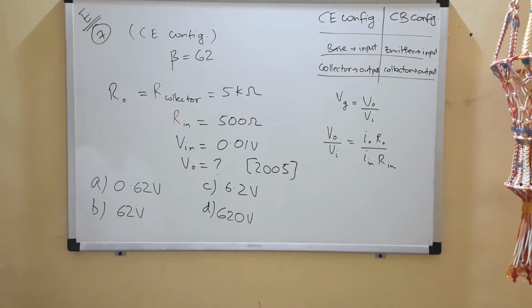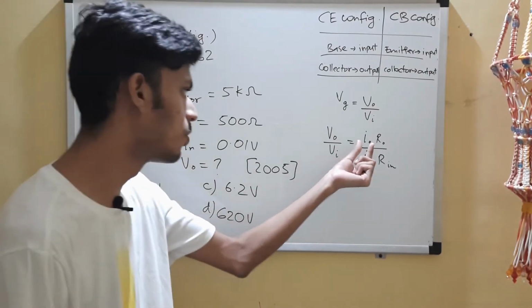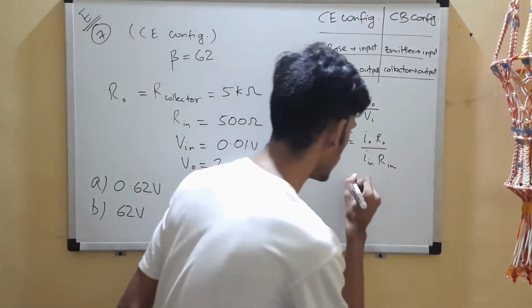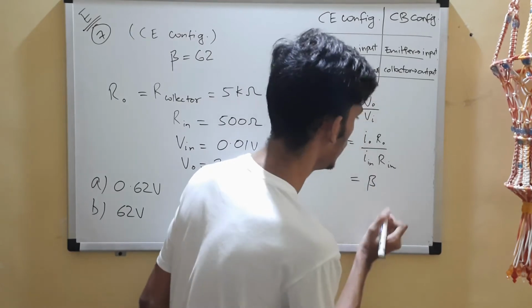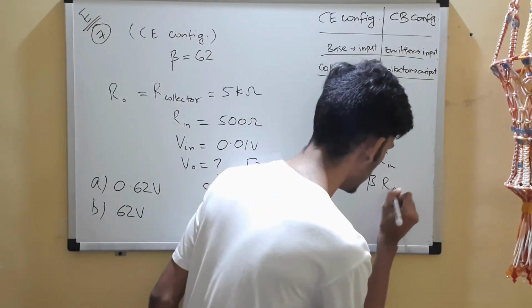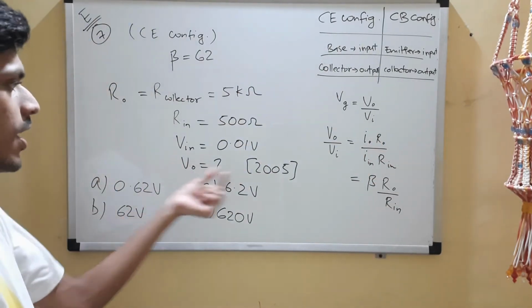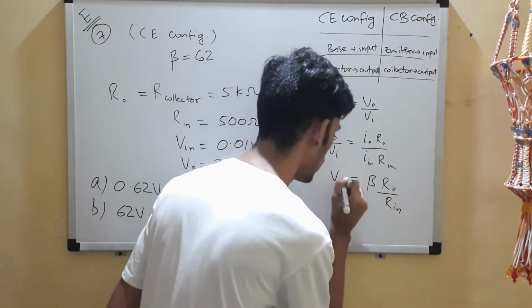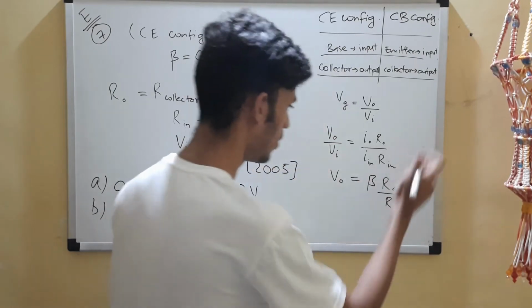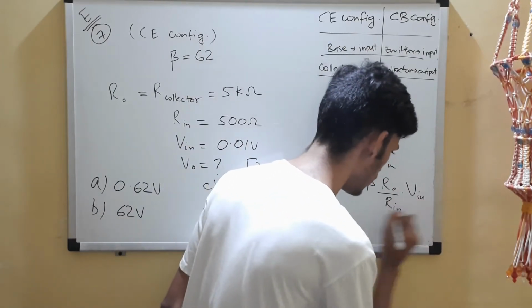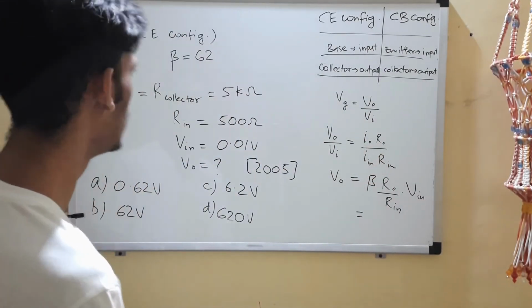Right, now just substitute the values. You can see that output current by input current is nothing but beta, right? And this is output resistance, input resistance. What are we supposed to find? We are supposed to find VO, which is the output voltage. So take this VI to the other side, input voltage, right? So just substitute the values now.